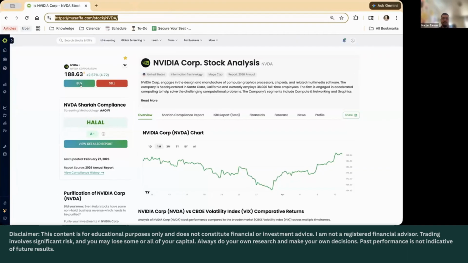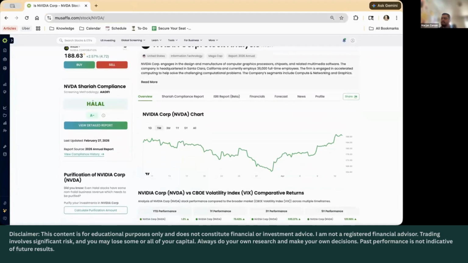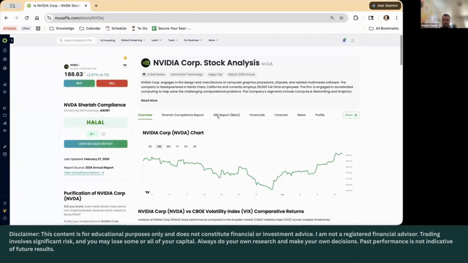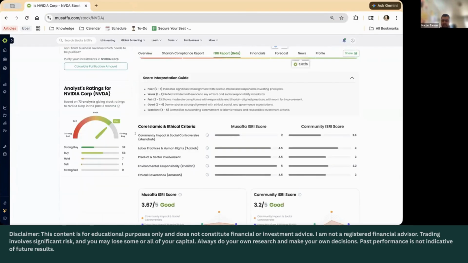For example, if you go on the Musaffa stock screener and you type in NVIDIA, you can see that it's Sharia compliant, it's halal. We also grade it from A to D, A minus. So the higher grade you get, the more Sharia compliant it is. Like the 5% rule, you're allowed 5% of interest, so NVIDIA probably has very little interest. You can go on this report, and it tells you where NVIDIA falls based on community impact, labor practices, environmental responsibility, and ethical governance.